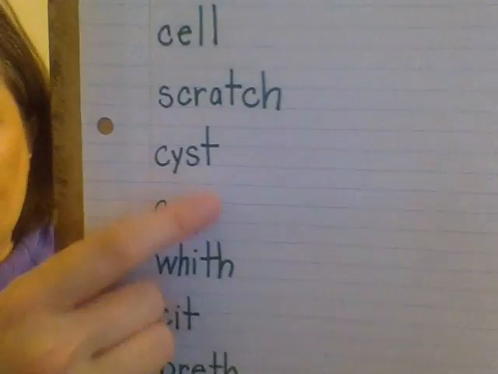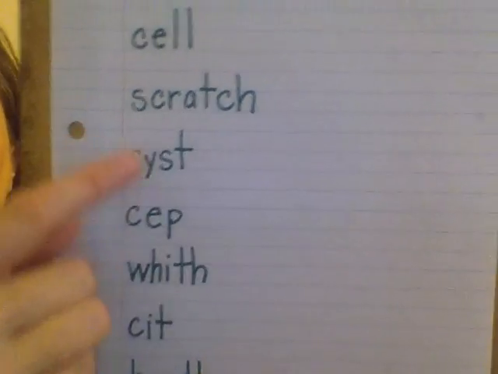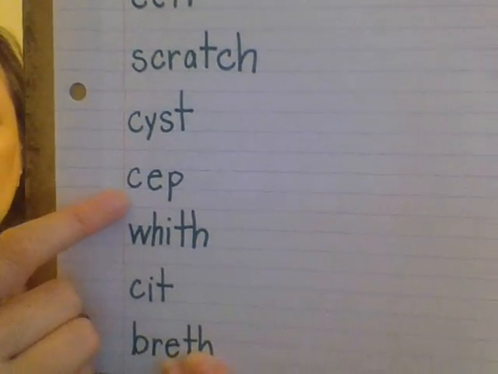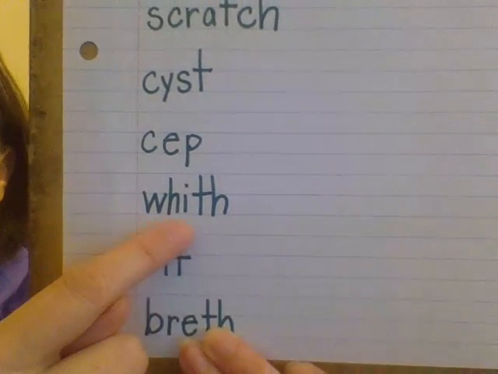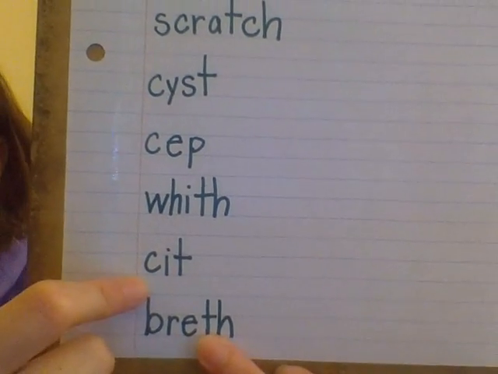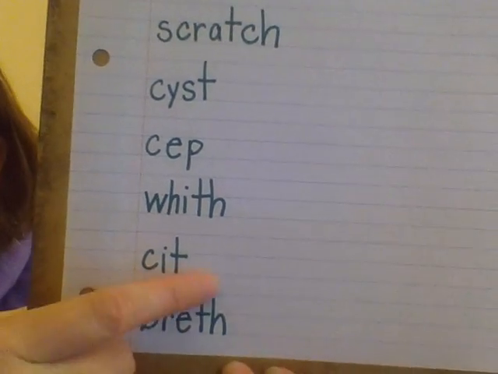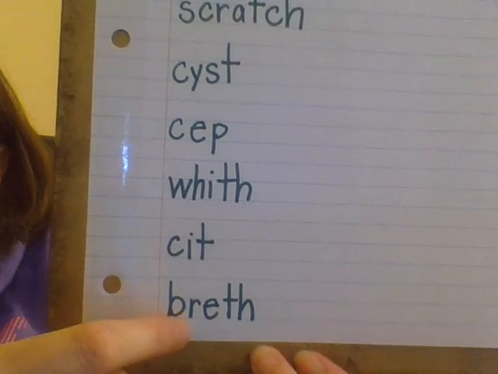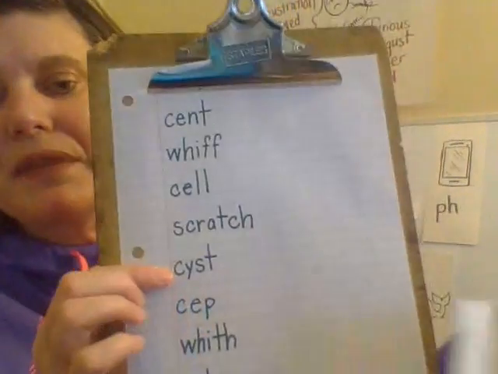Cyst, cyst. Good. Okay, remember when we have an E after a C, like in sell and like in scent, it says S. So this would be sep, sep. Very good. With, with. Okay, remember when you have an I after a C, it says S. So this would be sit, sit. Very good. Breath, breath.